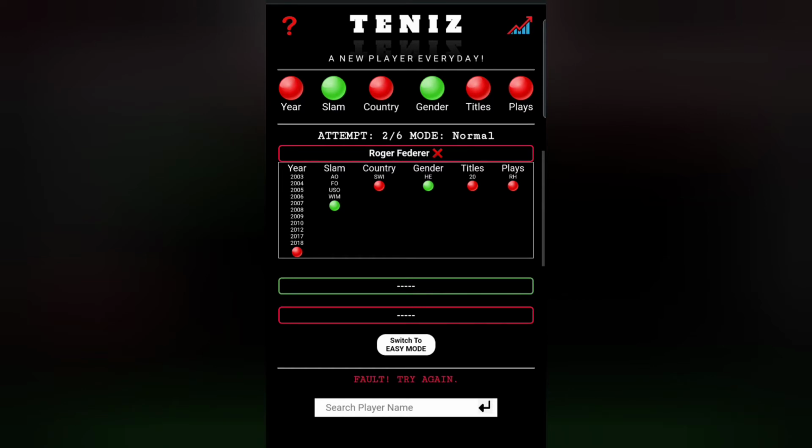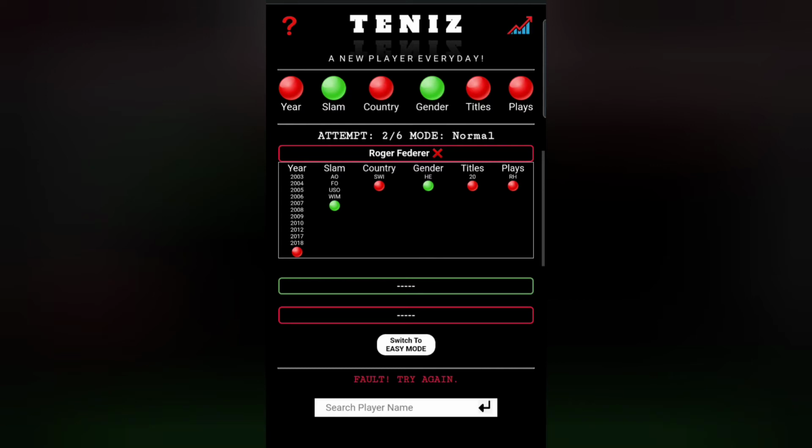Gender is quite self-explanatory. In this particular case, we know that the person that we're trying to look for is a he, because when we tried Roger Federer, we got a green indicator which says that the gender matches. Titles, again, the reason why Roger Federer is not a very good choice is because these guys have won more than 20 Grand Slams each, right? And not many people have done that. So unless one of these guys is the mystery player, starting off with the big 3 is not always a good idea.